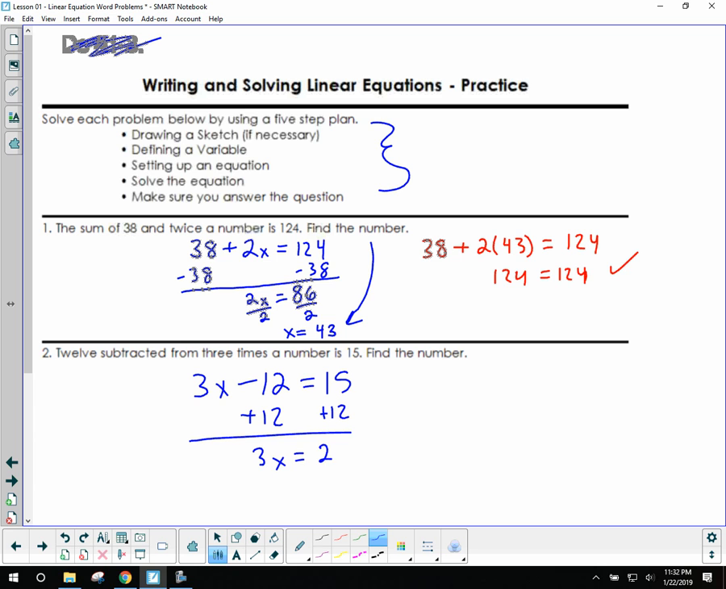Again, I'm not going to rewrite it. Just quickly self-check. You got 3 times x. We're putting 9 in for x. So 3 times 9 is 27. 27 minus 12 is indeed 15, so that works. If you haven't done so already, go ahead and pause the video. Try to knock out 3.